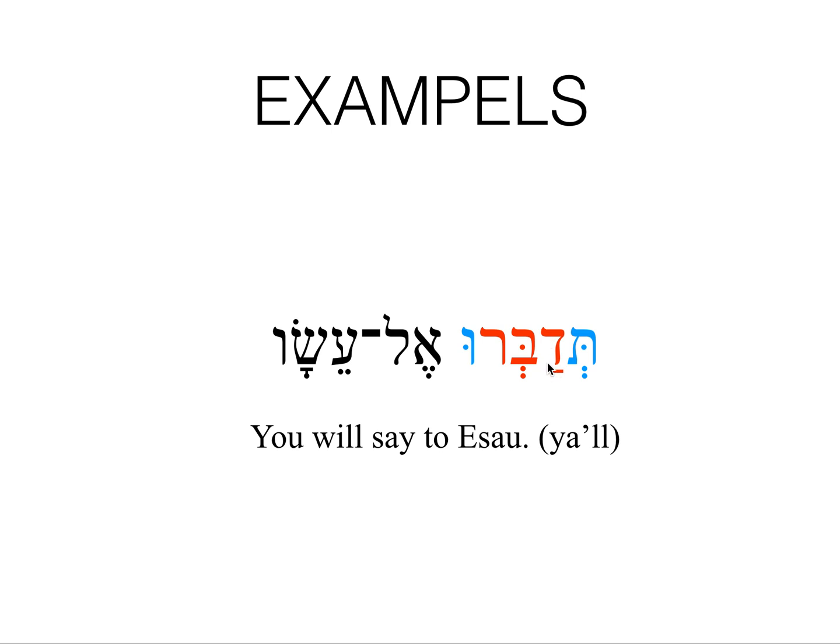Pual would have a u under the first root letter. In other words, it would look something like this. But we do not have the u, so therefore it is piel. So it's active. So in translation, you, speaking about the group of men, so it's a plural, you will speak to Esau. Or if you are from the South, from Texas, you can say "y'all will speak to Esau." It's a group of people.